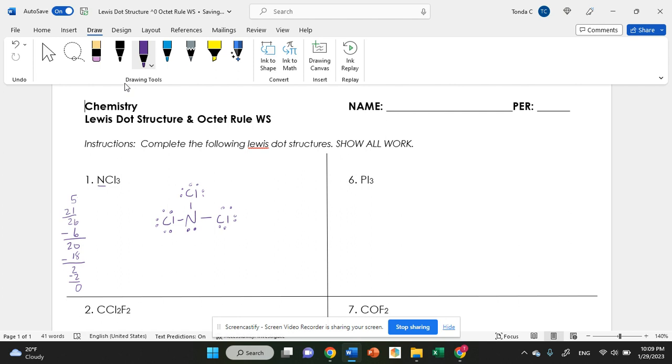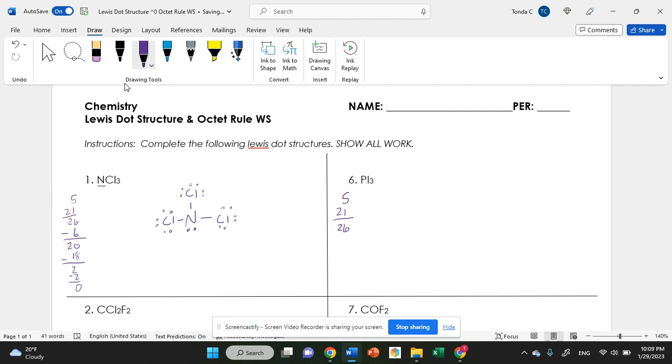I'm going to jump over here to number 6 because it's easier for the way that I'm recording this, but let's work on number 6. Phosphorus is in group 5, so it's also going to give 5 electrons. Iodine is in group 7, and there's 3 of them, so it's going to give a total of 21, 7 times 3, which tells me that I'm working with 26 electrons.